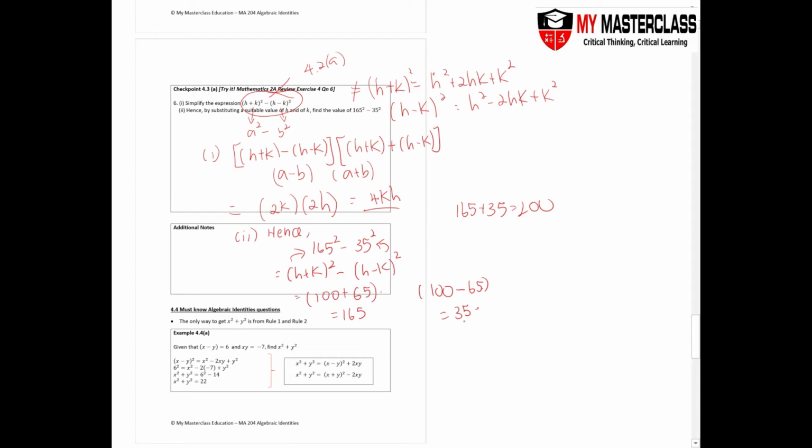So therefore, what is your answer over here? Your answer would be 165 square minus 35 square. Applying k equals to 65 and h equals to 100, 4kh is equals to 26,000. So check against your calculator. Press in your calculator 165 square minus 35 square. Do you get 26,000? If you get 26,000, yes, your working is correct already.